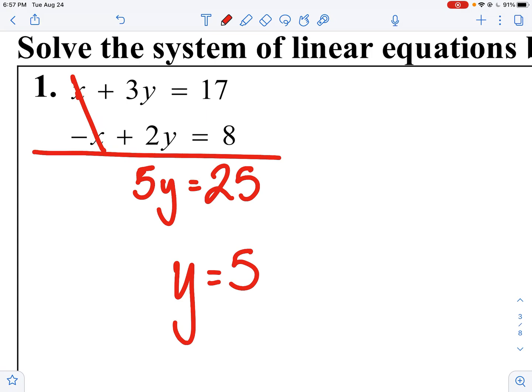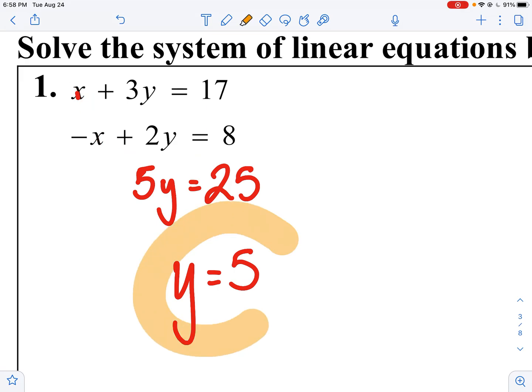Since this is solved for y, I'm not done. I still need to find out what x is. So what I would do is substitute this value in for y in one of my two equations. I'm not going to use the bottom one because there's a negative and I want to avoid any difficult work if I can. I'll substitute it into the top equation.